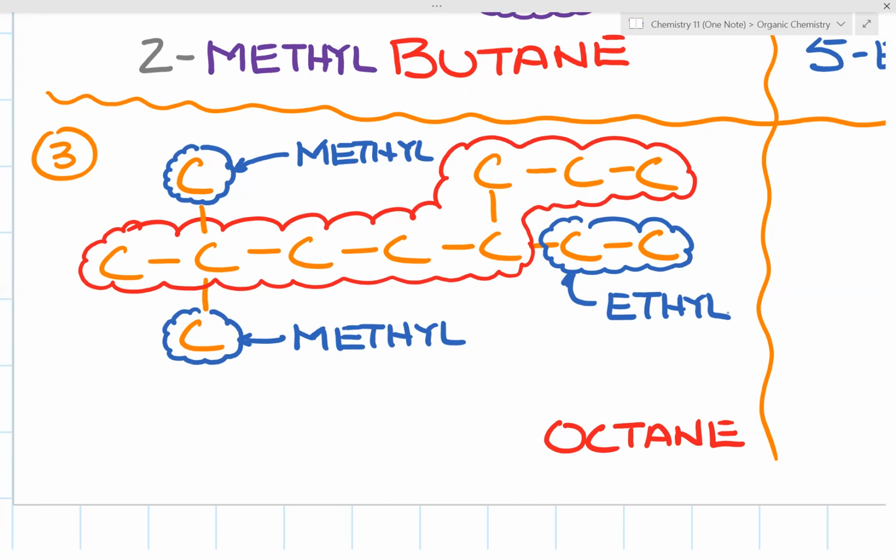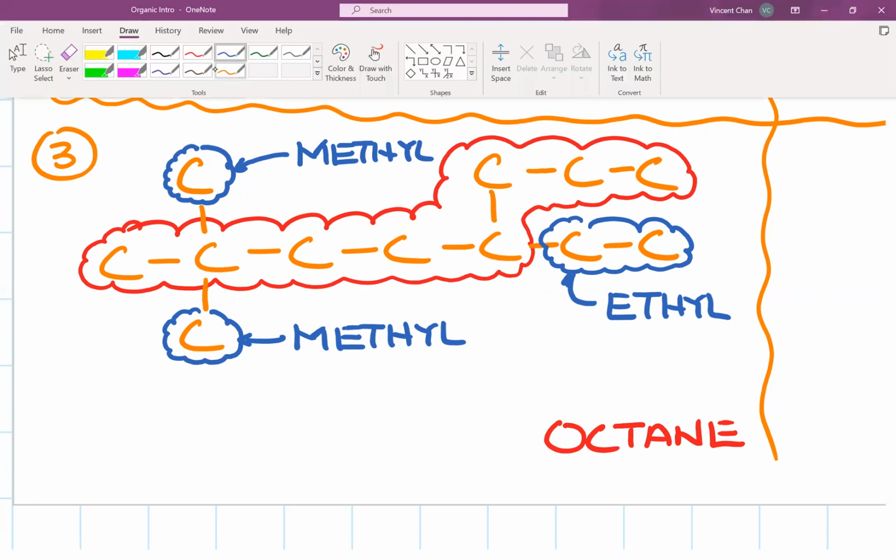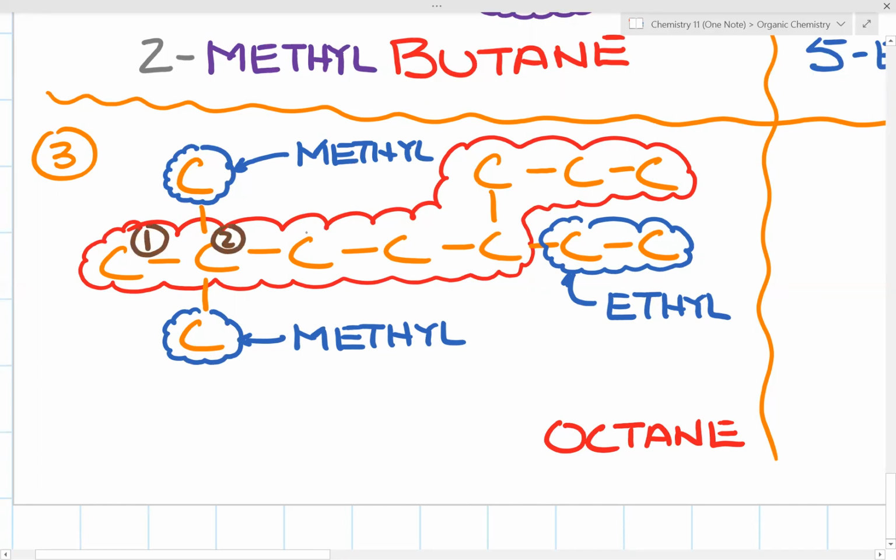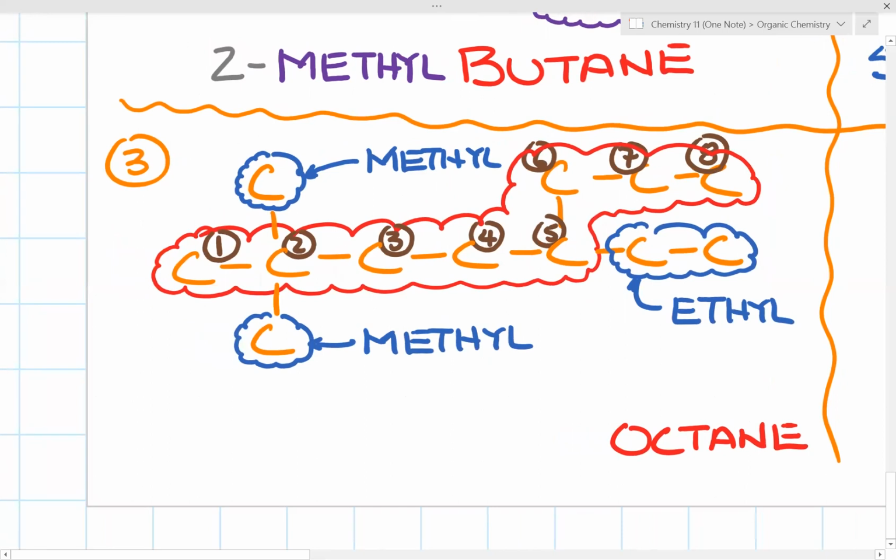Now, which direction should we number from? Left to right or right to left? Left to right. Okay. So far, I've made that consistent. So here, you number this 1, 2, 3, 4, 5, 6, 7, 8. Now, how do we name this now? So here, this is how you would name it. 5-ethyl 2,2-dimethyl.